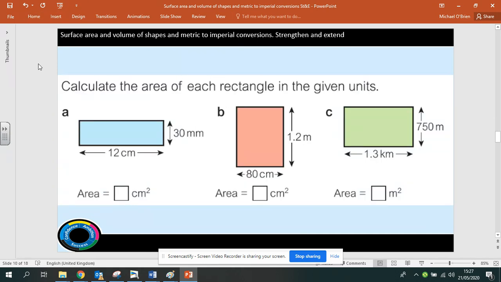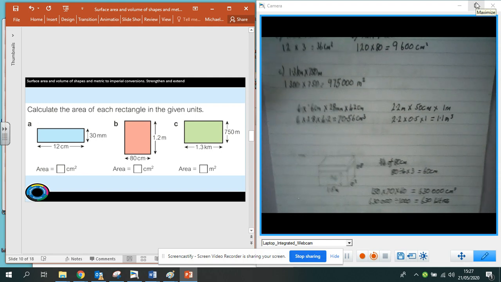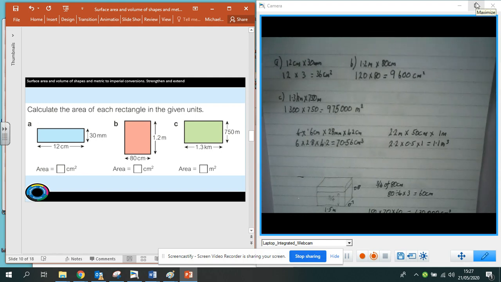Okay, calculate the area of each rectangle in the given units. Right, so we all know what we have to do here. Pause the video now, turn it back on when you're ready for the answers. And once again, I've got all my answers written down here, so I'll just go through them.